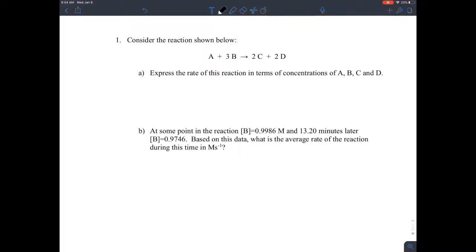Let's start off with number 1 here. Consider the reaction shown below. We're given some arbitrary elements with coefficients of 3, 2, and 2, and a 1. Express this rate of the reaction in terms of the concentrations of A, B, C, and D.